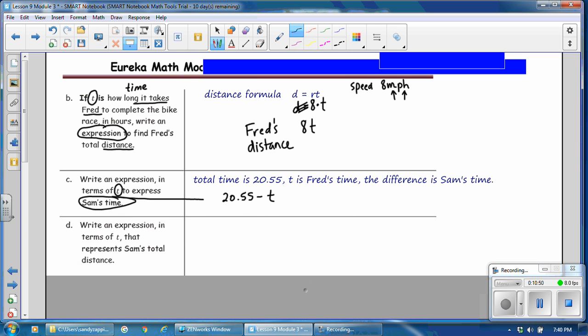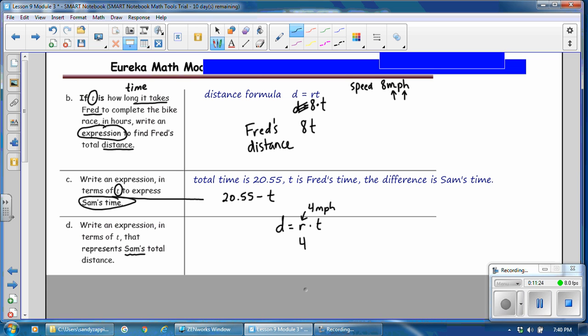Next, write an expression in terms of t that represents Sam's total distance. So again, we'll start with the distance formula. D equals r times t. So rate times time equals distance. And the rate, okay, we're talking about Sam's rate now, and Sam's rate was 4 miles per hour. So for the rate, we'll put 4.